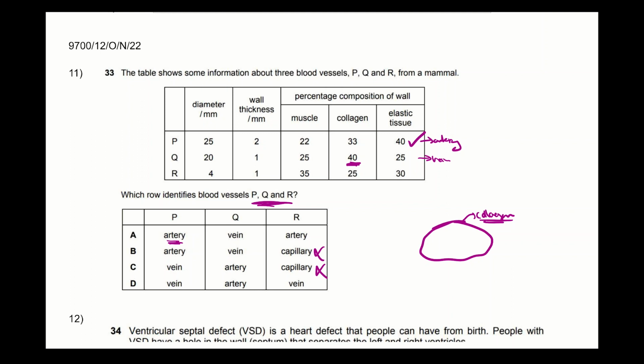Therefore, let's see the suggestions that we have here. Here for muscle we have 35, for collagen we have 25, and for elastic tissue we have 30. Here we could see that the composition of elastic tissue is slightly greater than collagen. This is an indication that the tunica media is thicker than the tunica externa. Therefore, it makes sense that it is actually an artery. Therefore, the answer is going to be A.